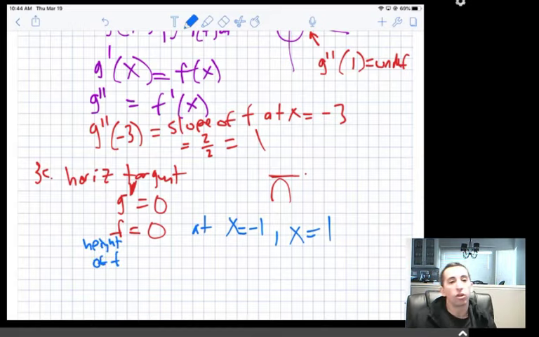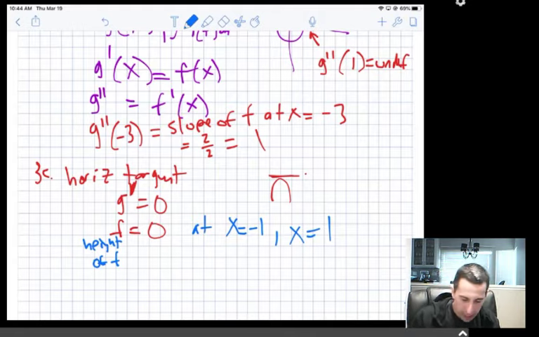Now the question asks, are they a min, a max, or neither? The way we do that is we look at the first derivative test. If our function goes up and then down, our derivative goes up and then down, that's a max. If your derivative goes down and then up, that's a min. If your derivative doesn't change, it's neither a min nor a max. So let's see what's happening.